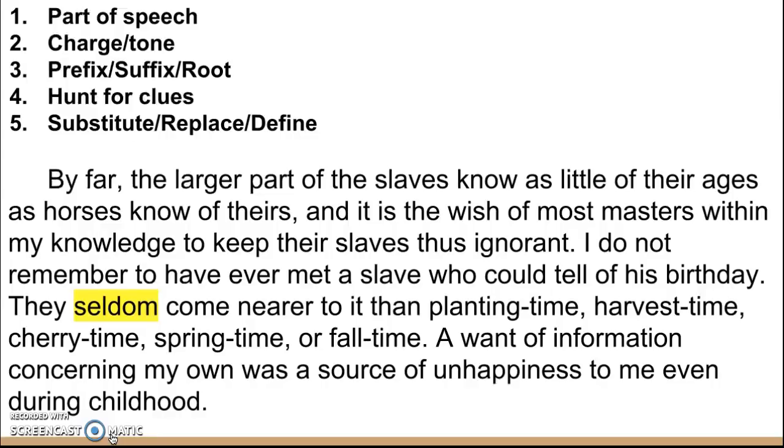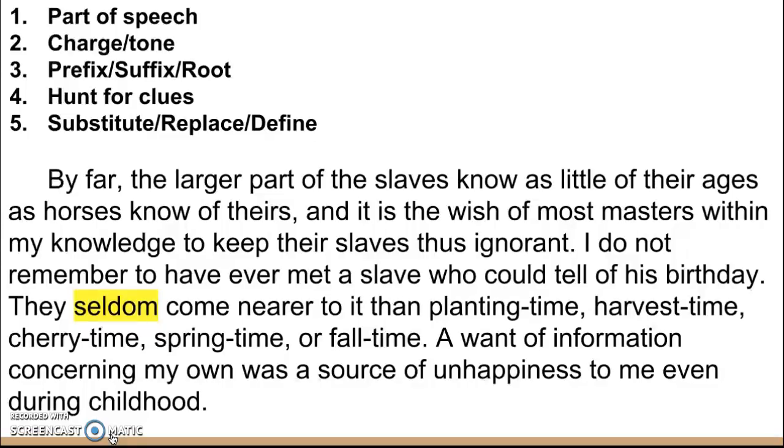Let's read our passage. By far the larger part of the slaves know as little of their ages as horses know of theirs. And it is the wish of most masters within my knowledge to keep their slaves thus ignorant. I do not remember to have ever met a slave who could tell of his birthday. They seldom come nearer to it than planting time, harvest time, cherry time, springtime, or fall time. A want of information concerning my own was a source of unhappiness to me even during childhood.